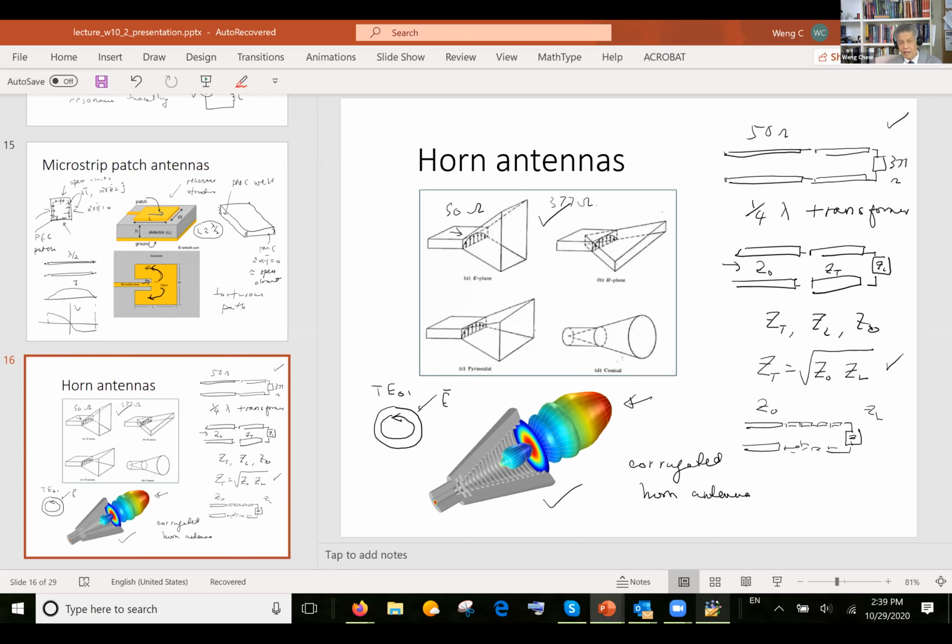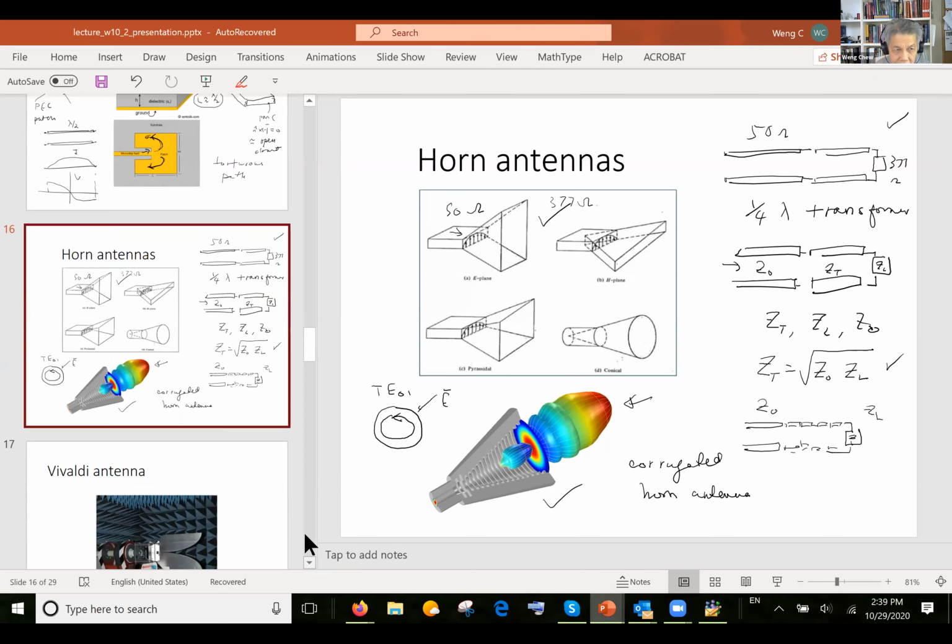So in order to enhance the axially symmetric mode, you use corrugation. Of course, you can also use mode filters. Remember that? And this second horn antenna will give you a very nice axially symmetric radiation pattern.